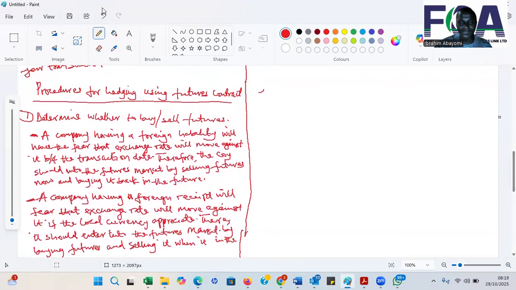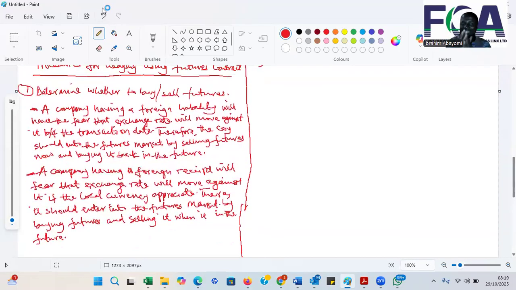That's one: deciding whether you are buying or selling. I have a foreign obligation. My fear is that the exchange rate will move against me, like the Nigerian naira will depreciate. What should I do? I will enter by selling the futures contract, and I will close out by buying it back when it becomes cheaper.